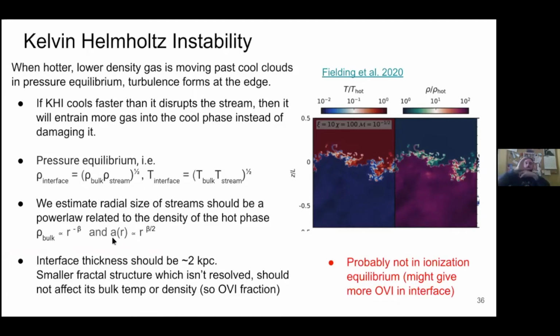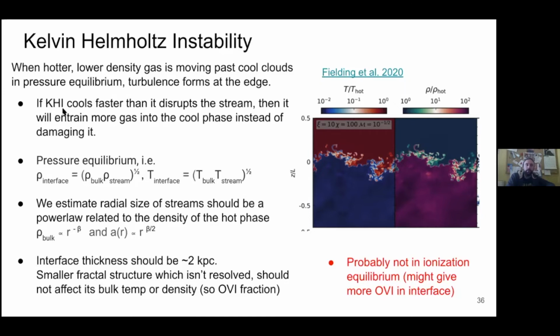And when that happens, you get turbulence forming right at the edge. So here's a picture of a Kelvin-Helmholtz instability layer from Fielding 2020, who analyzed this in a very high resolution, idealized simulation. The rules about it are on this interface layer. We're saying this is in pressure equilibrium, so our density and temperature on the interface have to be the geometric means of the bulk and the stream. Right, and so when you multiply density times temperature, you get pressure equal in all three of the phases.